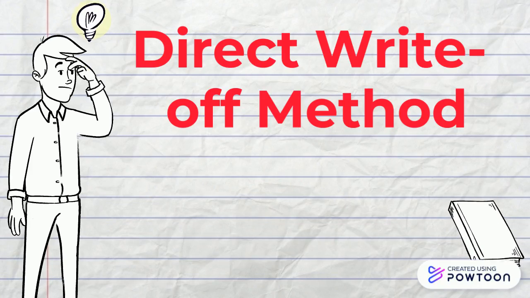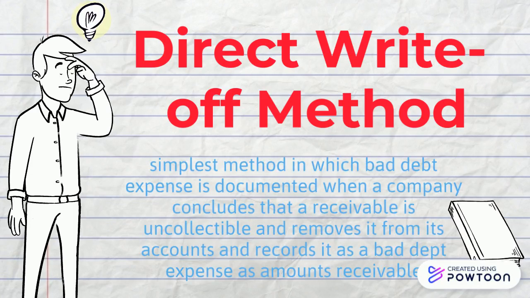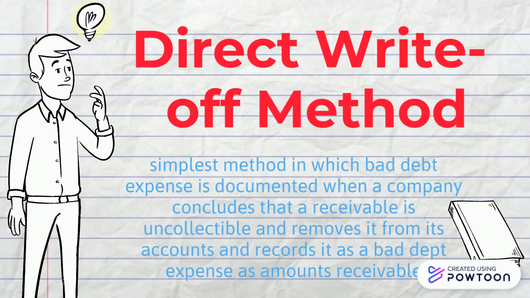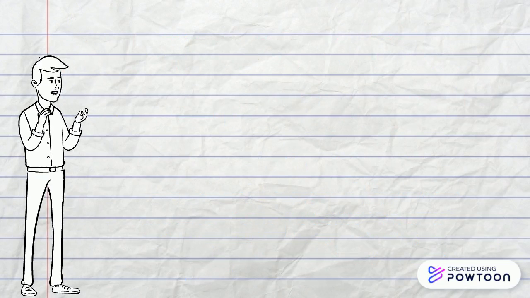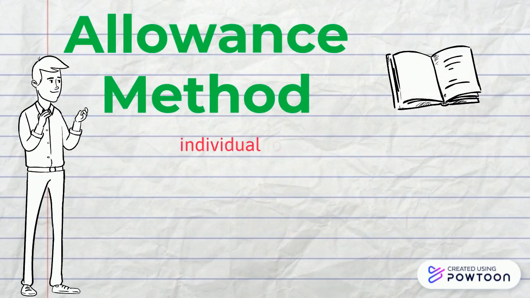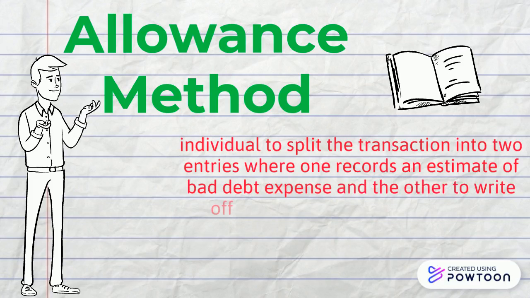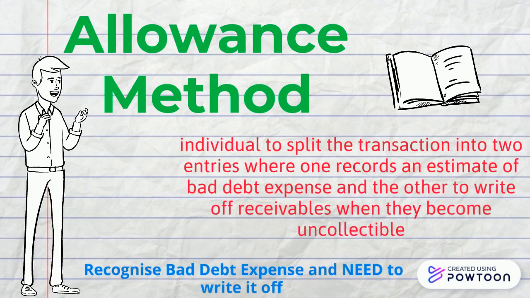The first is the direct write-off method, which is the simplest method, in which bad debt expense is documented when a company concludes that a receivable is uncollectible, removes it from its accounts, and records it as a bad debt expense. Secondly is the allowance method, which splits the transaction into two entries, where one records an estimate of bad debt expense and the other writes off receivables when they become uncollectible. These methods similarly recognise the bad debt expense account and the need to write it off.